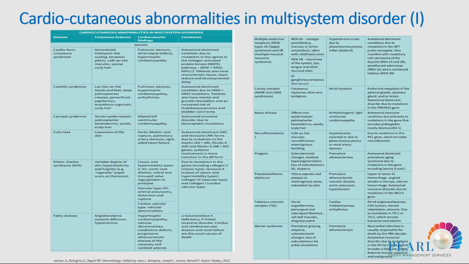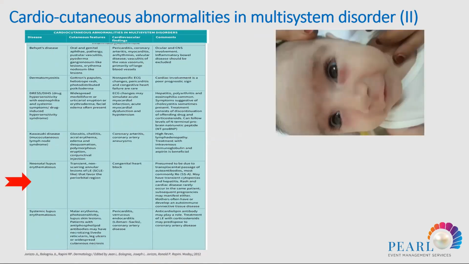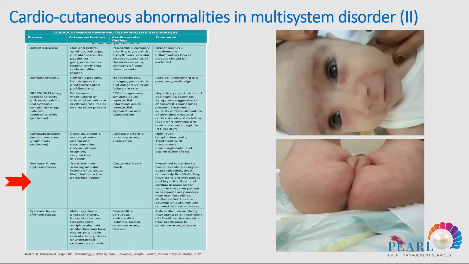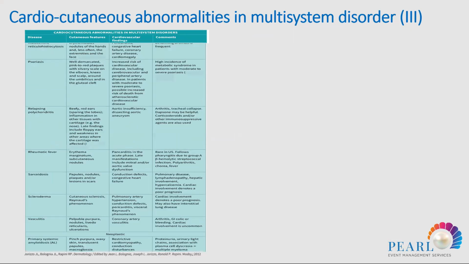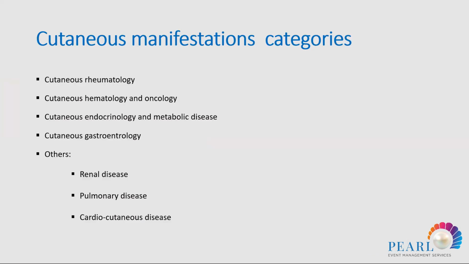And the last thing, which is the cardiocutaneous abnormalities, I'm not going to go through. However, the only thing that I wanted to highlight is neonatal lupus: yes, those patients may have heart block, so first-degree heart block. This is one of the babies that I saw in my clinic a long time ago, so this needs to be taken into consideration. And of course, psoriasis, those patients are at a higher risk of having metabolic disorder, so those patients need to be screened for that.